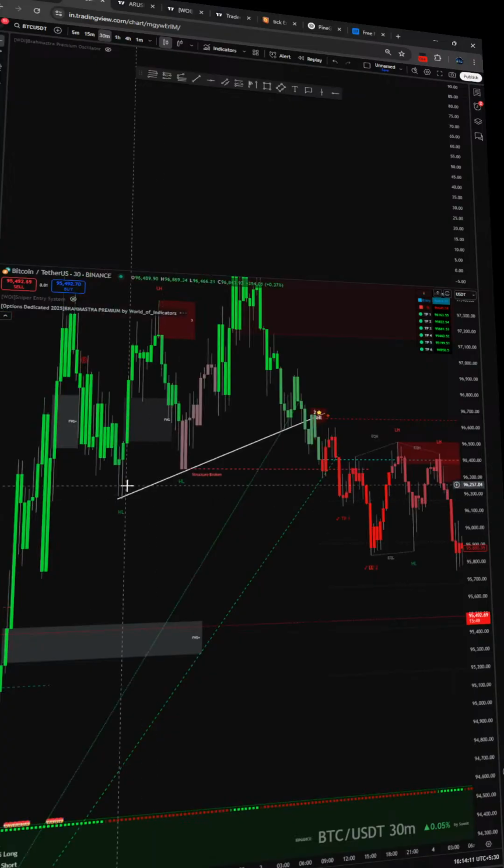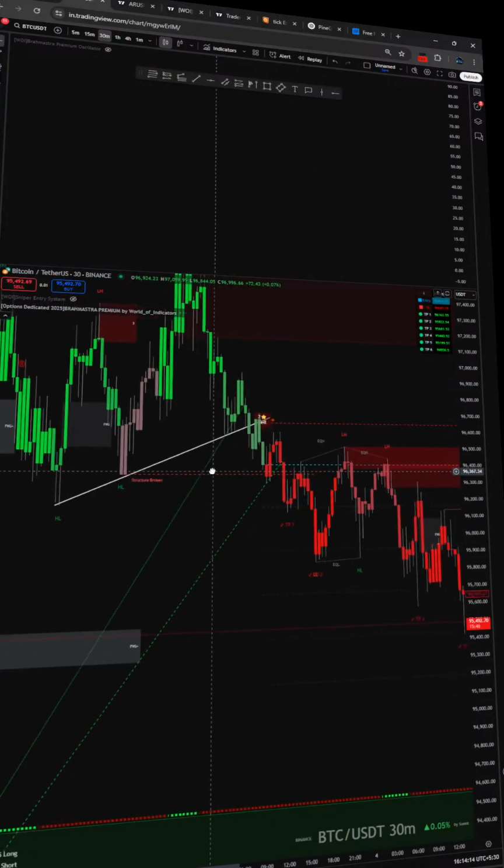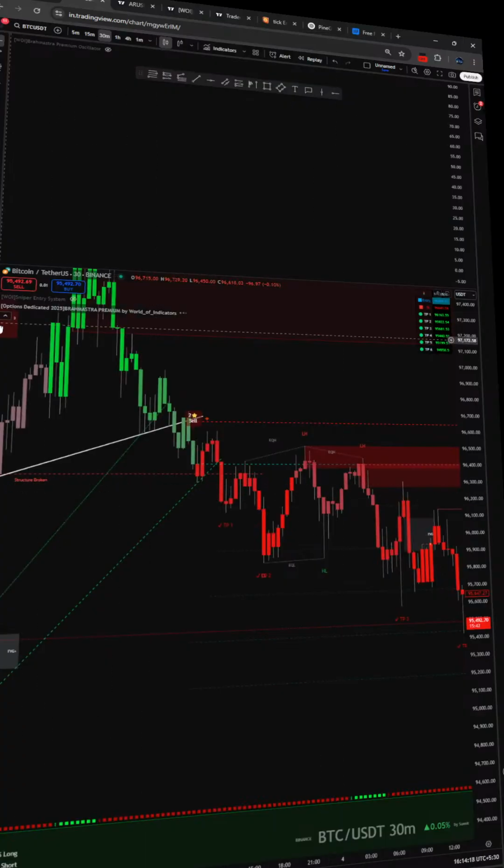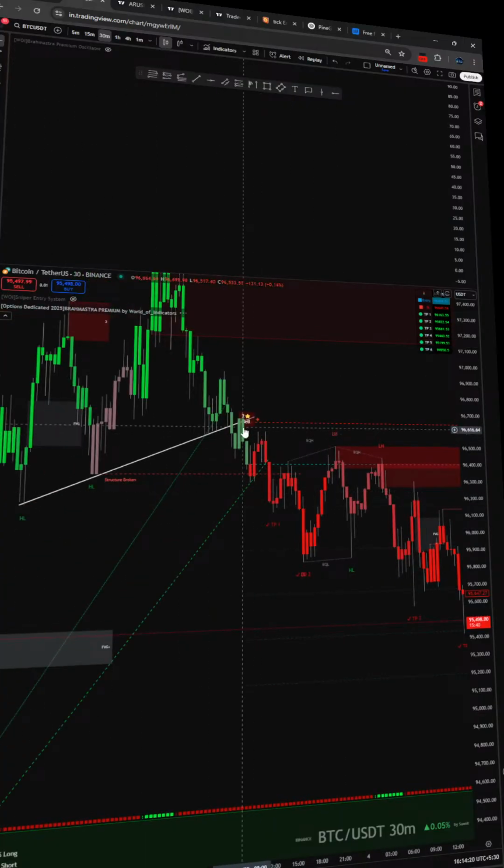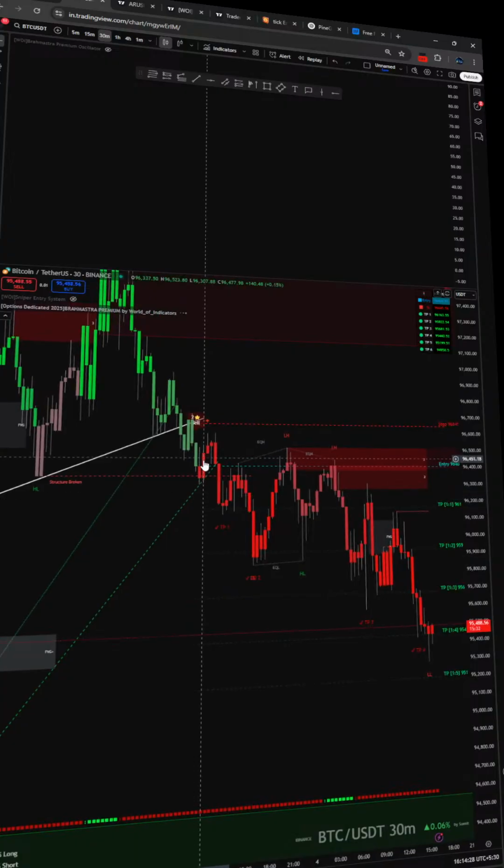So here it gave a breakout, we got the signal, and we can also see a structure break here. We got the signal on a structure break. After that the market goes a bit up, and then there is a little downward movement.